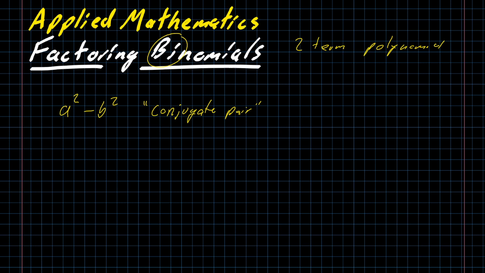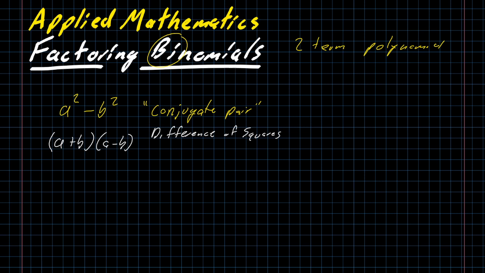A conjugate pair is a very fancy sounding way of saying you are subtracting two things, and those two things are linked in some interesting way. In this case, the interesting way is that they are both perfect squares. All right, so this is a conjugate pair, difference of squares. And the rule here is very simply that whenever you have a squared minus b squared, it's going to factor and become a plus b times a minus b.